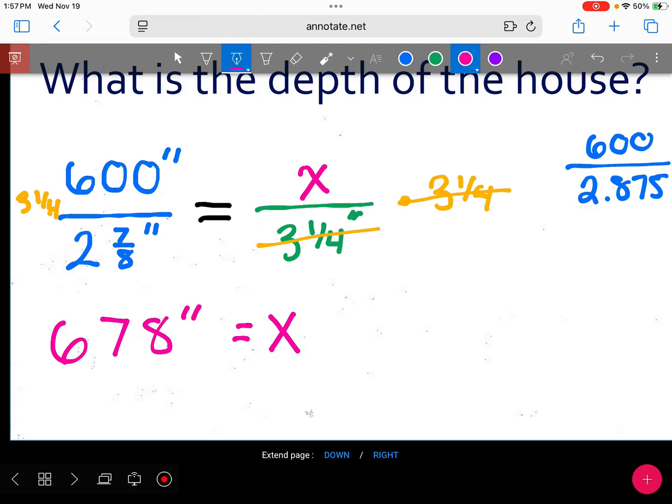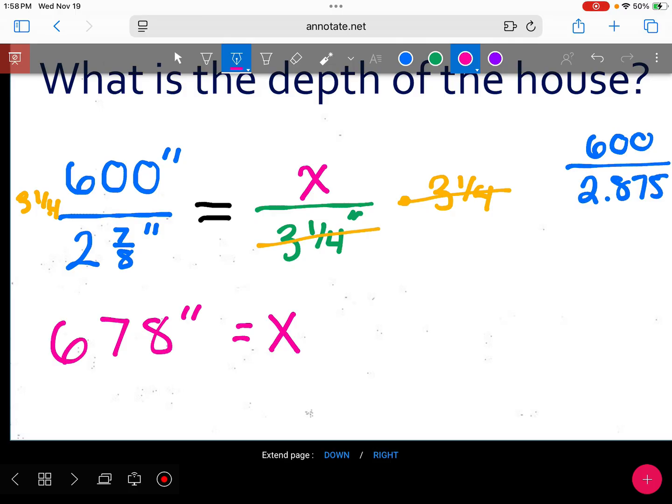678 inches. Which makes sense if we think about it, because this was our smaller dimension. This is almost 3 inches, 2 7/8, and it was about 600 inches. 3 1/4 is a little bit longer, almost half an inch longer, and we get 678, so it is a little bit more space.